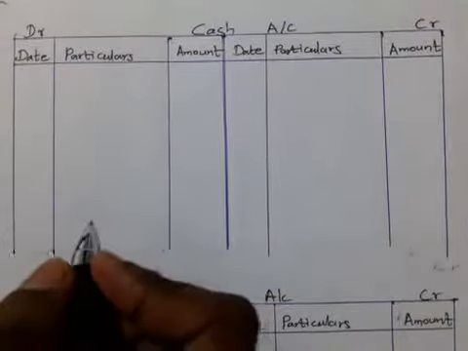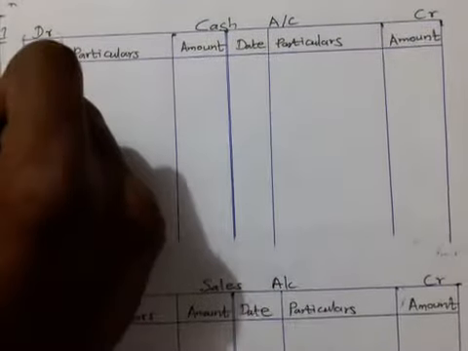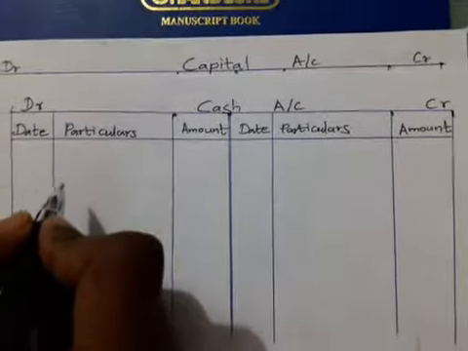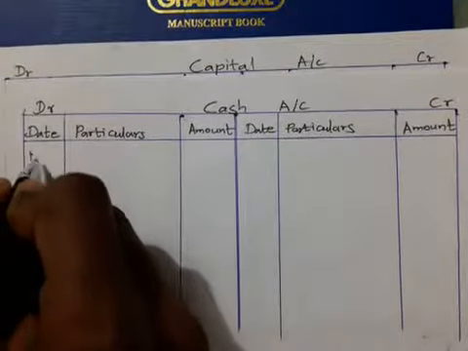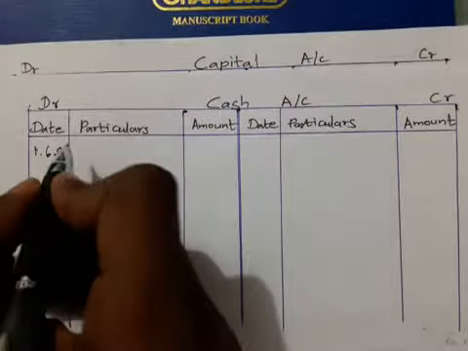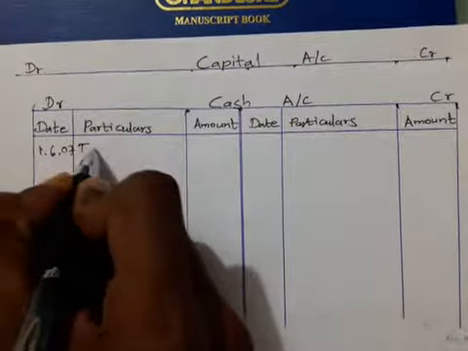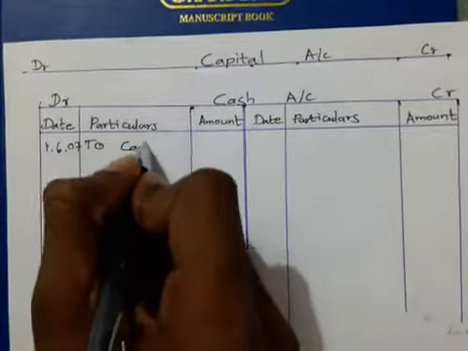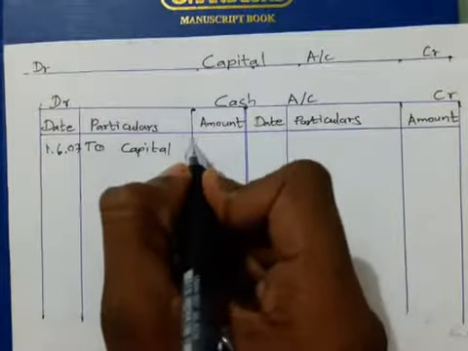In this first entry, cash brought as capital. So first we will write the date, first June 2007, to capital. Five lakhs.